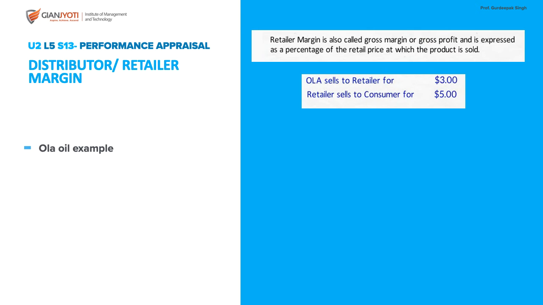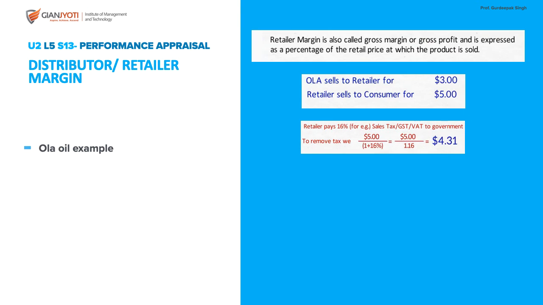Let us take one example. For example, Ola sells to the retailer for $3 and the retailer sells to the consumer for $5. You think the gross margin is $2, but that is not the case. The retailer pays around 16%, for example, on different taxes like the sales tax, GST, VAT to the government. Now there is only one, which is the GST in India.